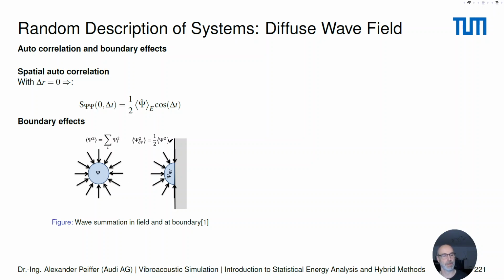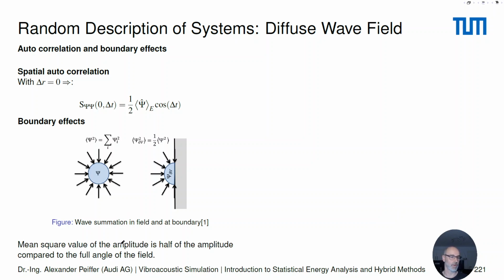But, and this is a tricky thing, when we do the same at the boundary, we always have only the half space available. This is the average at the boundary, which is just half of the square of all our wave fields. So it's 1/2, but it's a 1/2 of the square, and that has a certain impact compared to a typical reflection. So the mean square value of the amplitude is half compared to the full angle in the field.